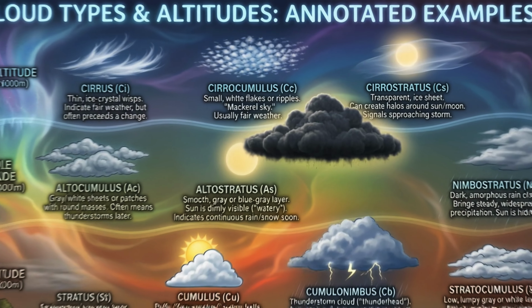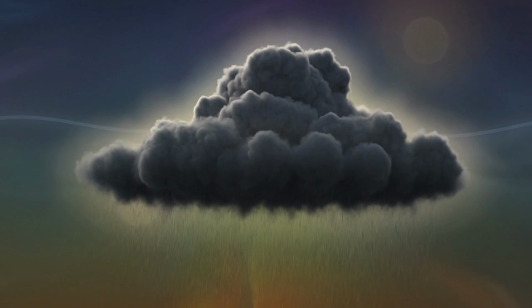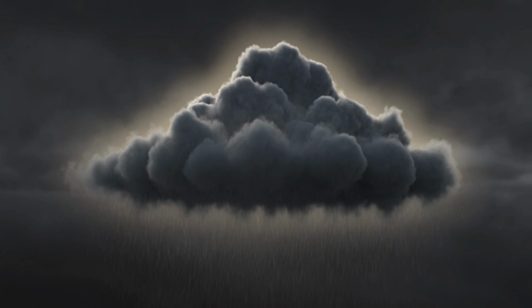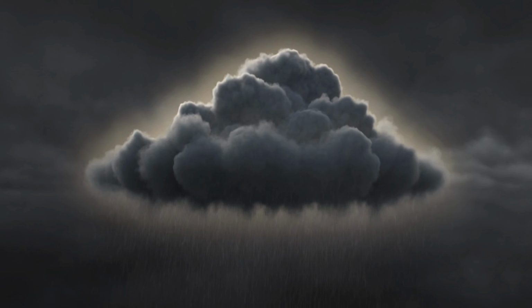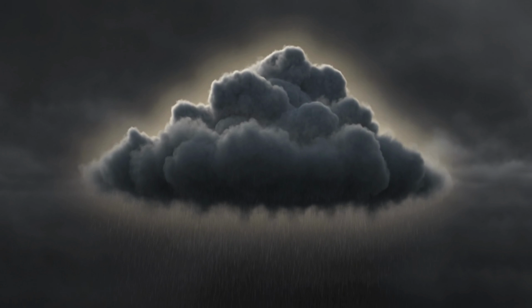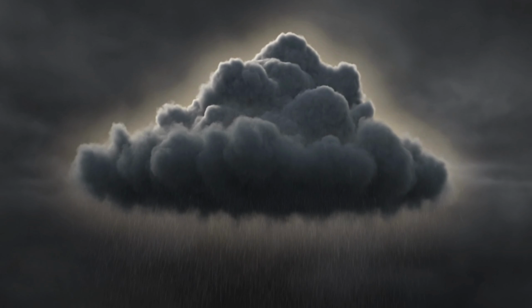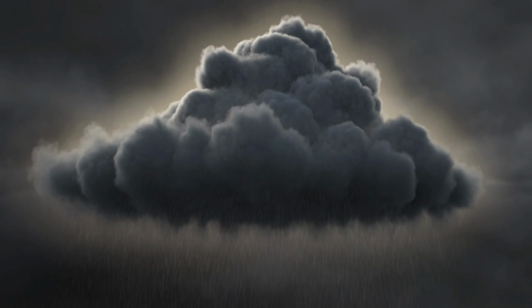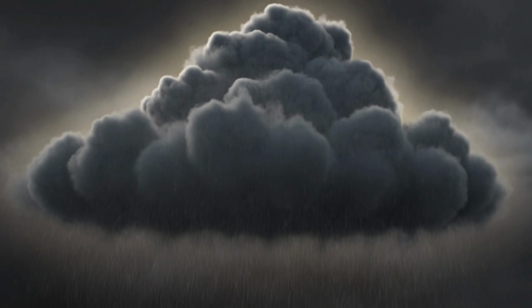Nimbostratus. Dark, heavy, committed. When nimbostratus arrives, it stays for hours, sometimes days. The rain is steady, moderate, unrelenting. No thunder, no spectacle. Just the sound of water finding every surface. This cloud is thick enough to block all sunlight, turning afternoon into twilight.